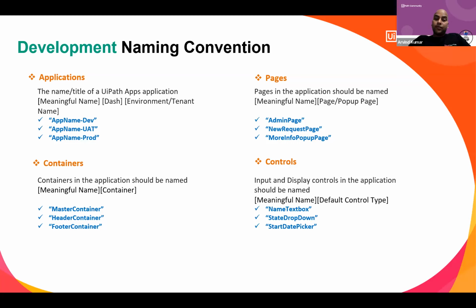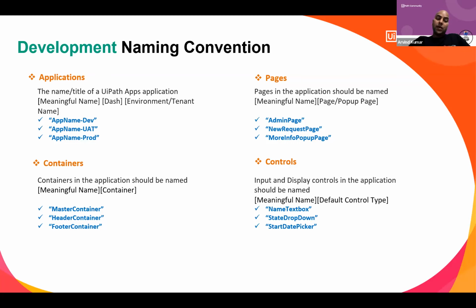So if we have an admin page, a new request page, and if we have some kind of pop-up, I'm saying more info pop-up page. So you can easily identify, when you open the page, what exactly it means, right? Similarly, you have containers and controls. If you have any containers, give them some meaningful name and then put container at the end.